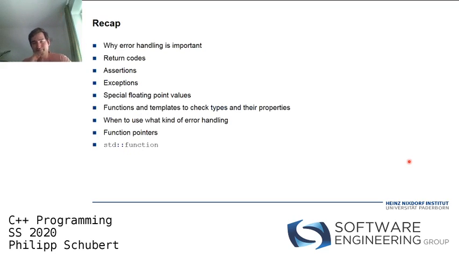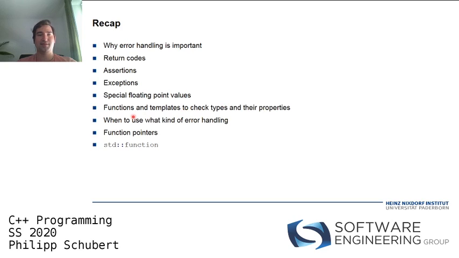So that would be pretty much it for today's lecture. A recap: we talked about why error handling is important. We talked about the different ways of handling errors: return codes, assertions, exceptions. We talked about special floating point values, and I also presented some functions and templates and type traits and whatnot, which you can use to check types, error conditions, and such things.